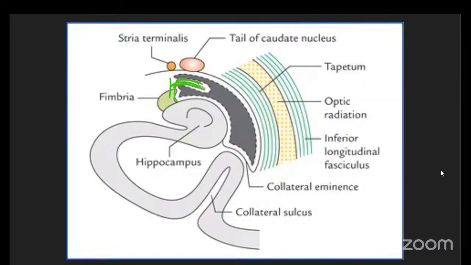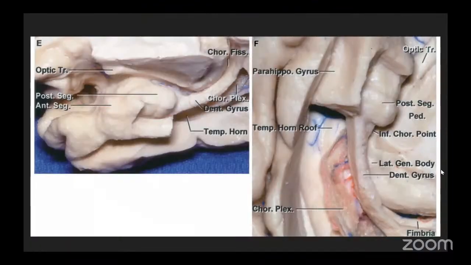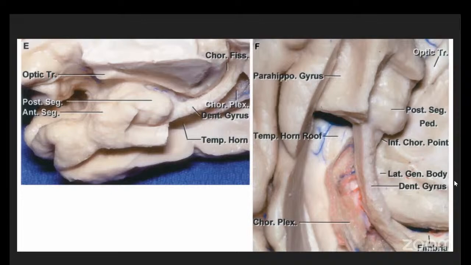Let's move to the next image. This is a cadaveric image, and you can see the structures now, but obviously they are not as clear as an illustration. We have the choroid plexus. The choroid plexus runs along the fimbria and fornix junction on the medial side. Then we have the dentate gyrus. The dentate gyrus is also part of the hippocampus, the hippocampal formation. Then we have the temporal horn roof. The roof has been cut.